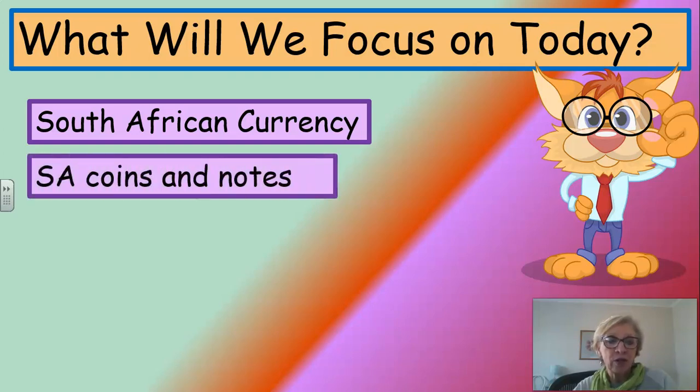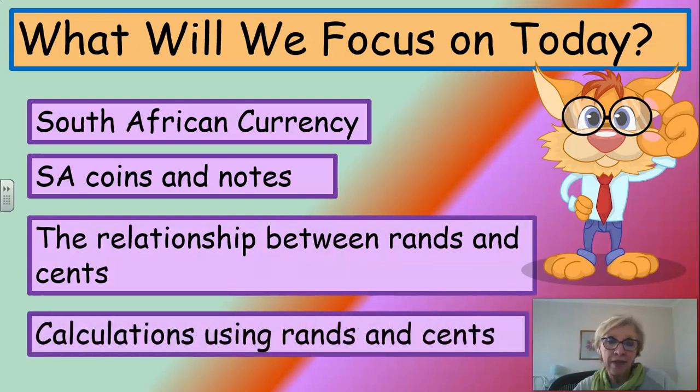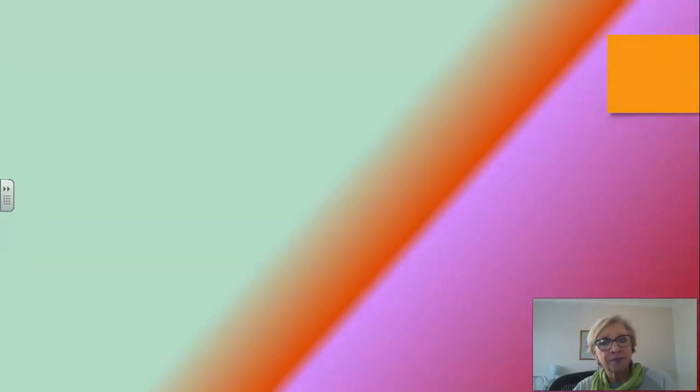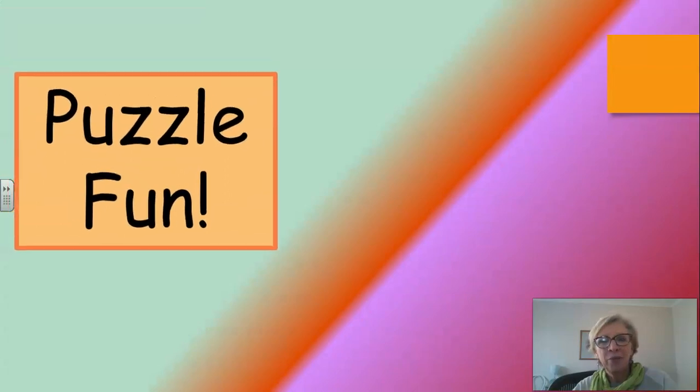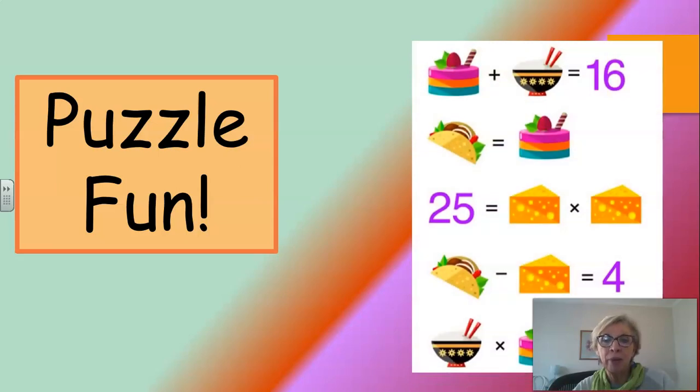And so we're going to look at the South African coins and notes that we use. And we're going to look at the relationship between rands and cents. And then we're going to do one or two little calculations using rands and cents. But before we do that, let's get our heads into the maths gear so we can think mathematically. And so we're going to do one of my favorite type of puzzles, which is our picture logical puzzle.